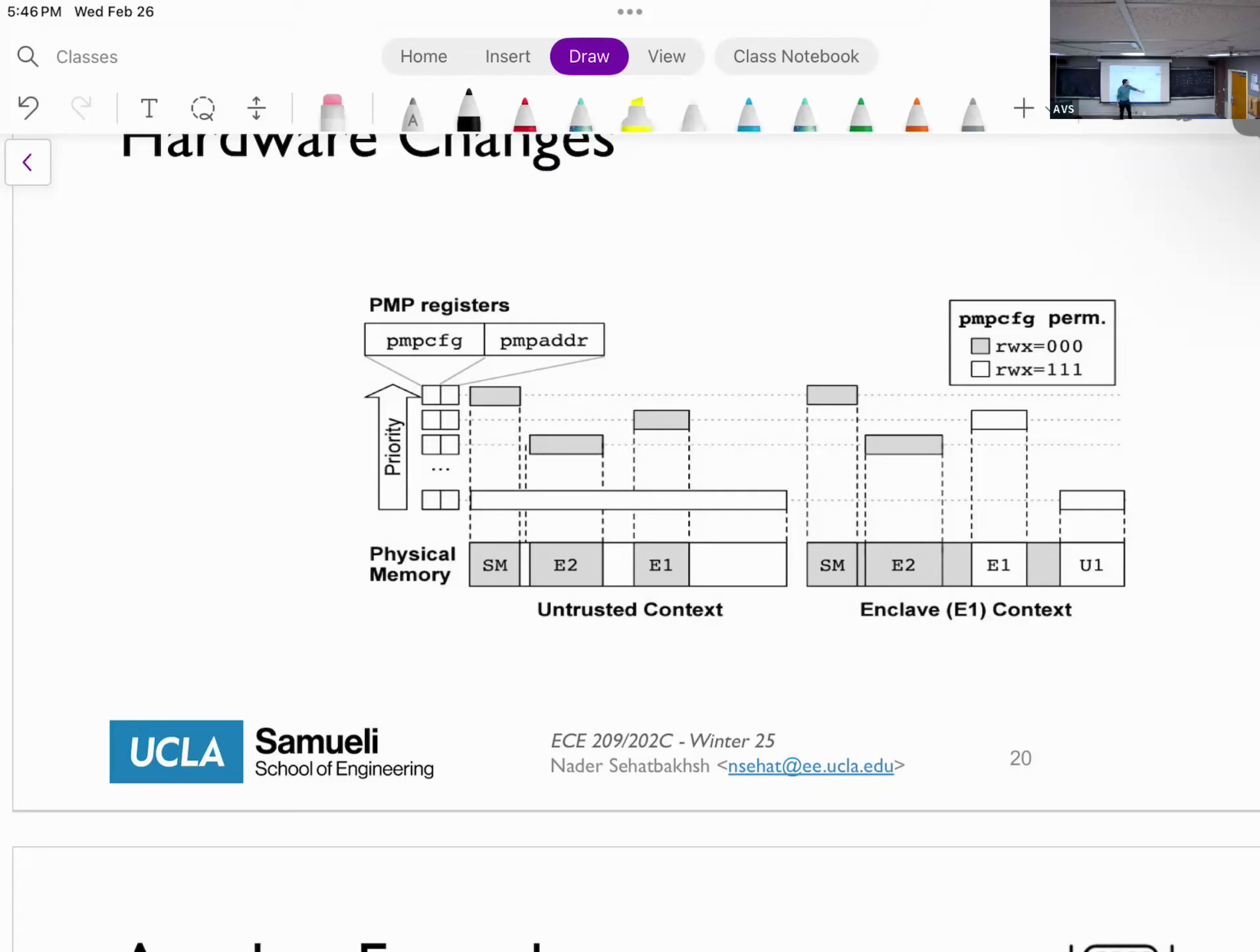So that's why, for example, E1 cannot access E2 and SM, but SM and E2 can access E1. Okay, so this is like, for example, if you have a tier level of trust. So E2 trusts E1, but E1 does not trust E2, and so on and so forth. So in these ways we can have these layers of trust as well.